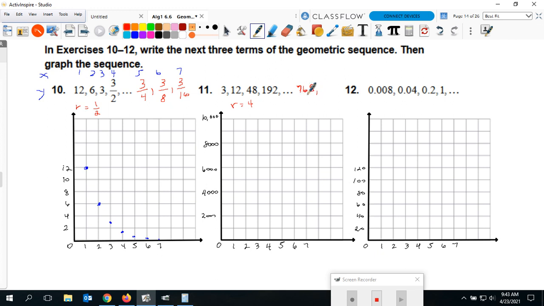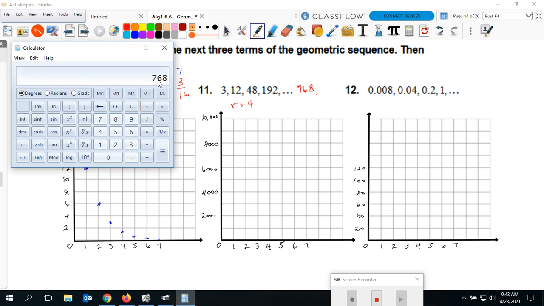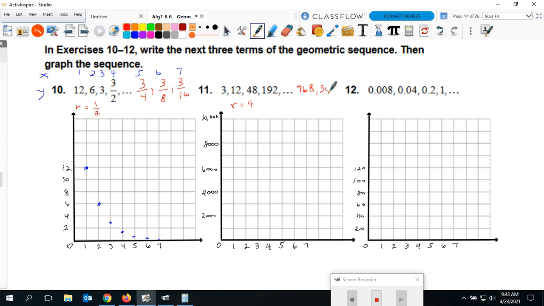Okay, so now we need to multiply 768 times 4. Let's bring back our calculator. That's already on the calculator, 768. Just put times 4. That gives 3,072. And then for our last one, I'm going to have to put it underneath here because I'm running out of space. Maybe I should have put this over here. So 768 I'll put here. There we go. 3,072.